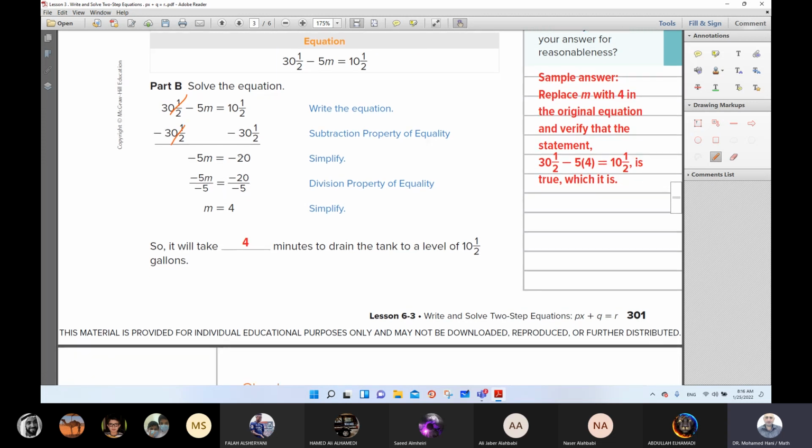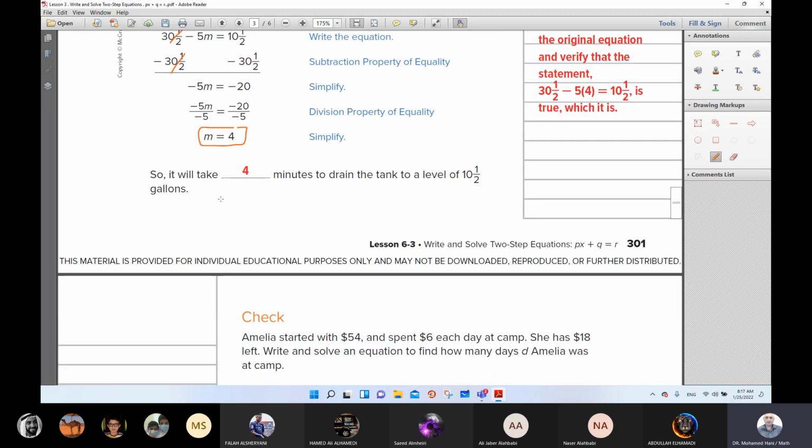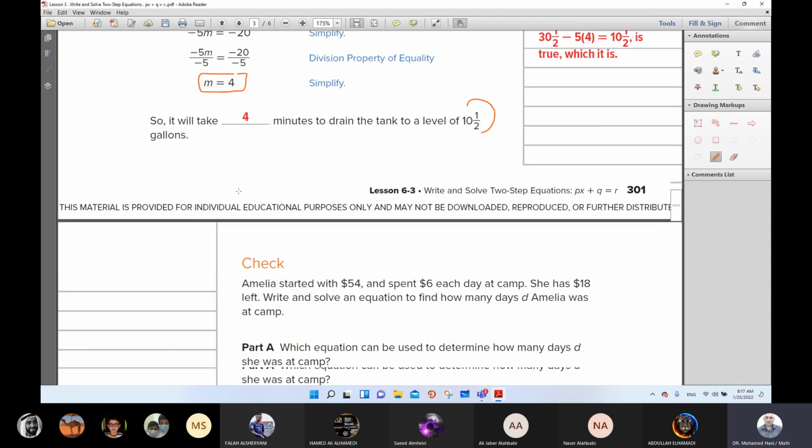Then you can divide the two sides by the coefficient to remove negative 5. So divide here by negative 5 and divide here by negative 5. Negative 5m divided by negative 5 remains m, and negative 20 divided by negative 5 will be 4. So it will take 4 minutes to drain the tank to a level of 10.5 gallons.